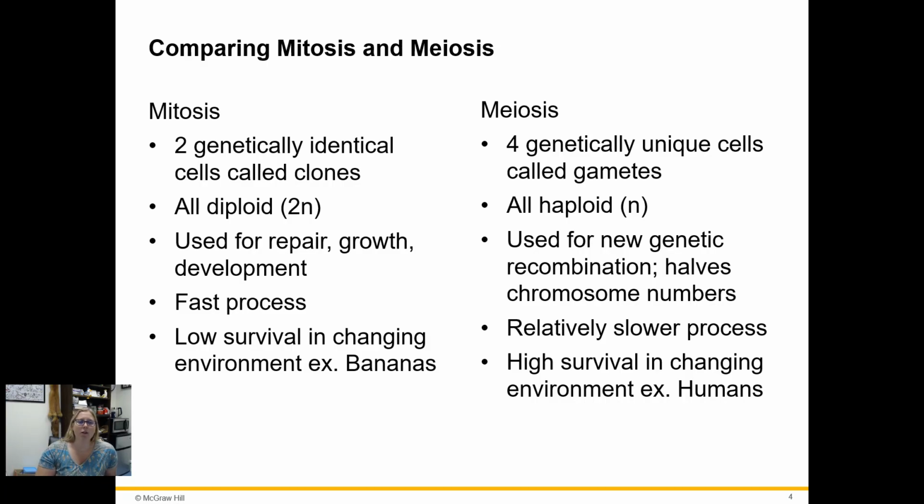So, if we talk about mitosis: diploid cells, genetically identical to the parent cell, two cells at the end, we call them clones. It's used for repair, growth, and development. It's typically a fairly fast process compared to meiosis and sexual reproduction. And one of the things that's really interesting is that in a changing environment, individuals that solely rely on asexual reproduction as a way to generate new individuals in that population have a low survival.